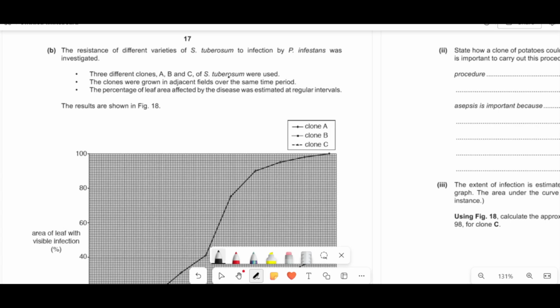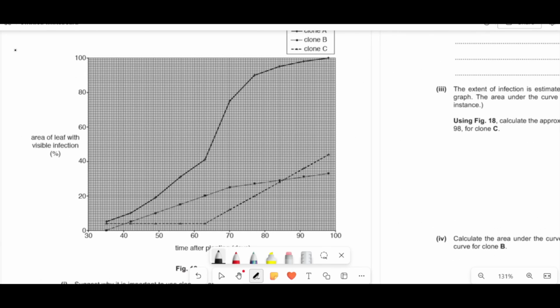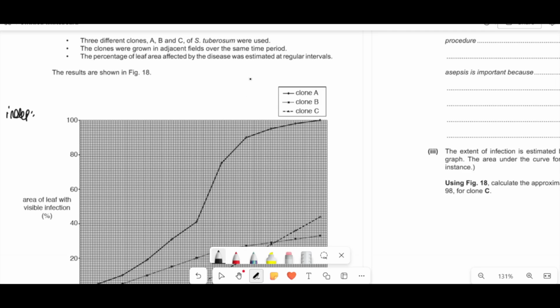The resistance of different varieties of this crop was investigated. Three different clones, A, B, and C, were used. The clones were grown in different adjacent fields at the same time period. The percentage of leaf area affected was estimated. So let's have a look at what the dependent and independent variables are. That's always helpful. So the independent variable is the clone, whichever one it is, A, B, or C.